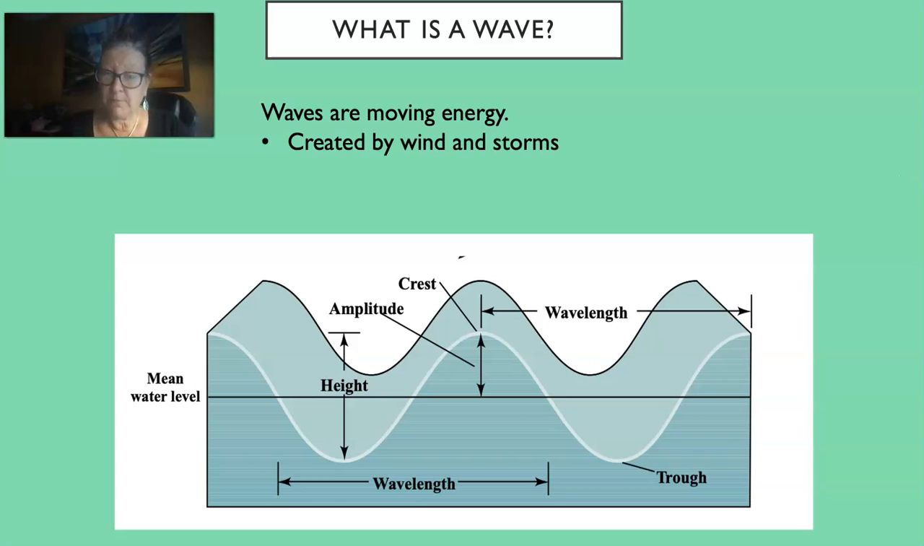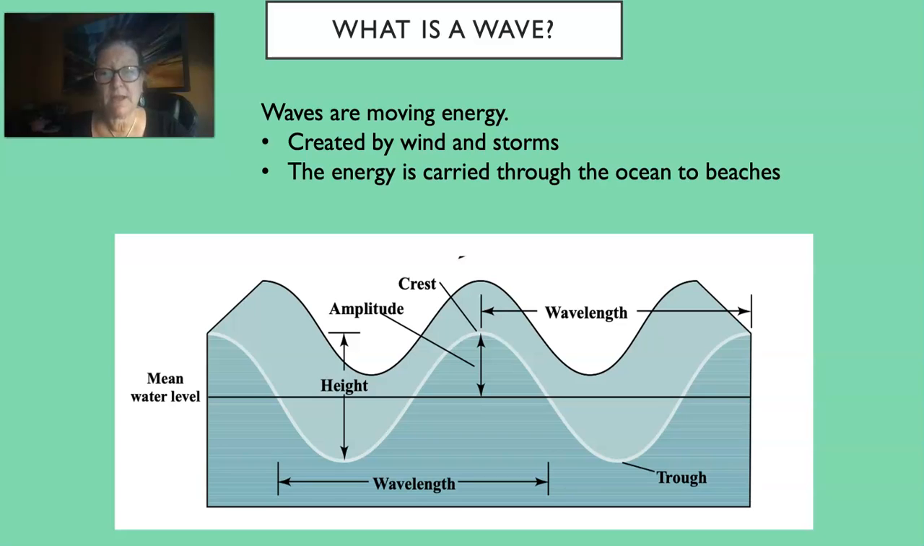Where does that energy come from? Well, it comes from storms and the wind created by storms. The energy is carried all the way from wherever the storms originate through the ocean all the way to the shoreline and the beaches. And then at the shorelines and beaches, this energy is transformed into erosional energy and energy that moves sand.